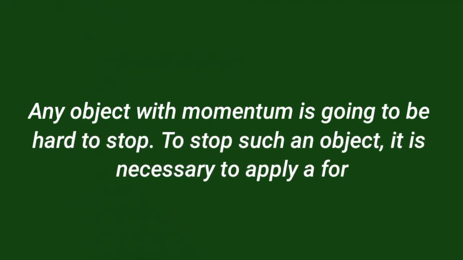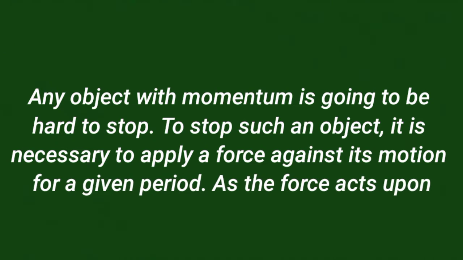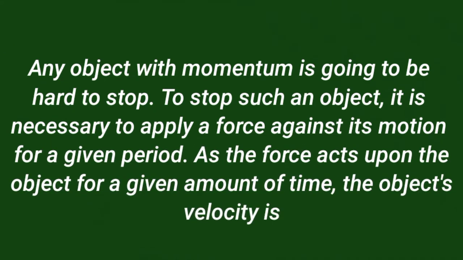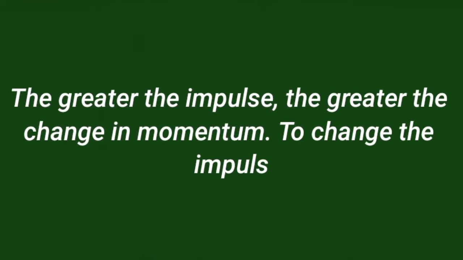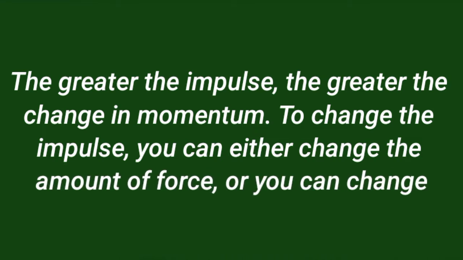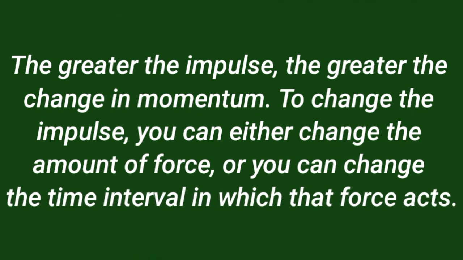Any object with momentum is going to be hard to stop. To stop such an object, it is necessary to apply a force against its motion for a given period. As the force acts upon the object for a given amount of time, the object's velocity is changed, and hence the object's momentum is also changed. The greater the impulse, the greater the change in momentum. To change the impulse, you can either change the amount of force or you can change the time interval in which that force acts.